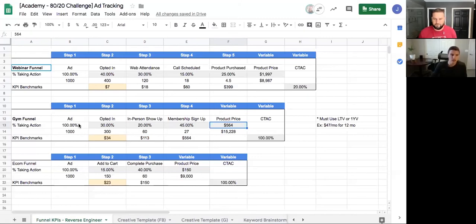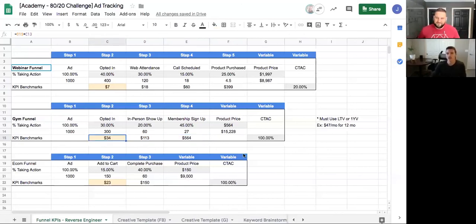We assumed that of the people who click on the ad, 30% opt in. Of those people, 20% actually show up. And of the people who actually show up and go through the personal training, 45% sign on to be members in the gym. And so you can see what that does: you can afford to pay $113 per show up, $564 per membership sign up, which is the same as the 1 year value. And you can pay $34 per lead.